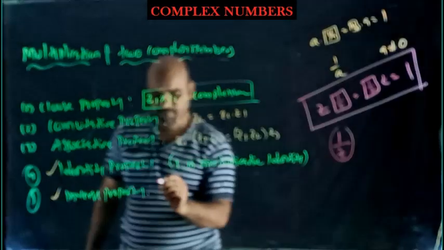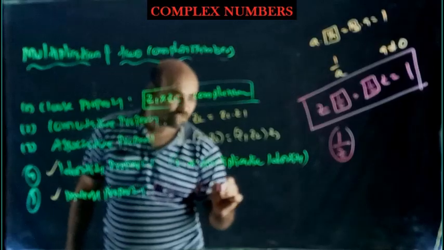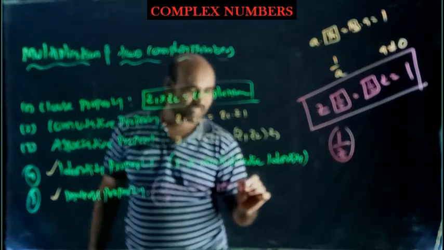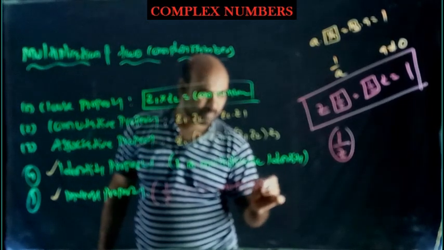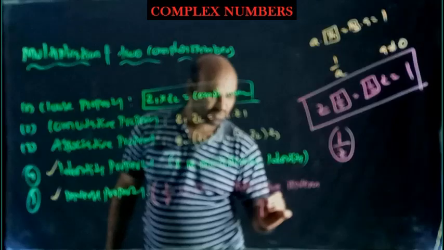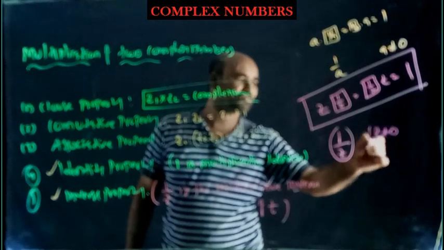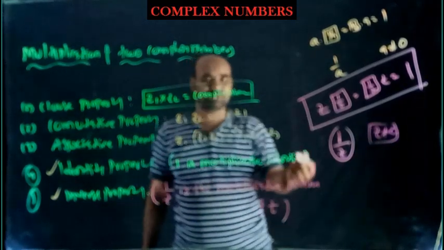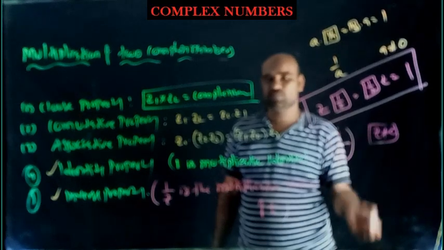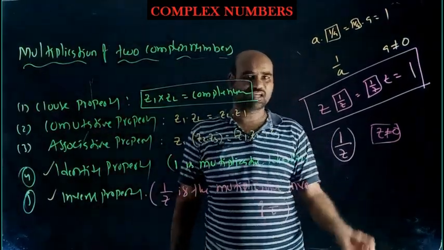I will write here: 1 by Z is the multiplicative inverse of Z. Here also the important thing is provided Z is not equal to 0. Here also, 0 is a complex number only, no? For 0 there is no multiplicative inverse. So in this way you can find the inverse of any complex number.